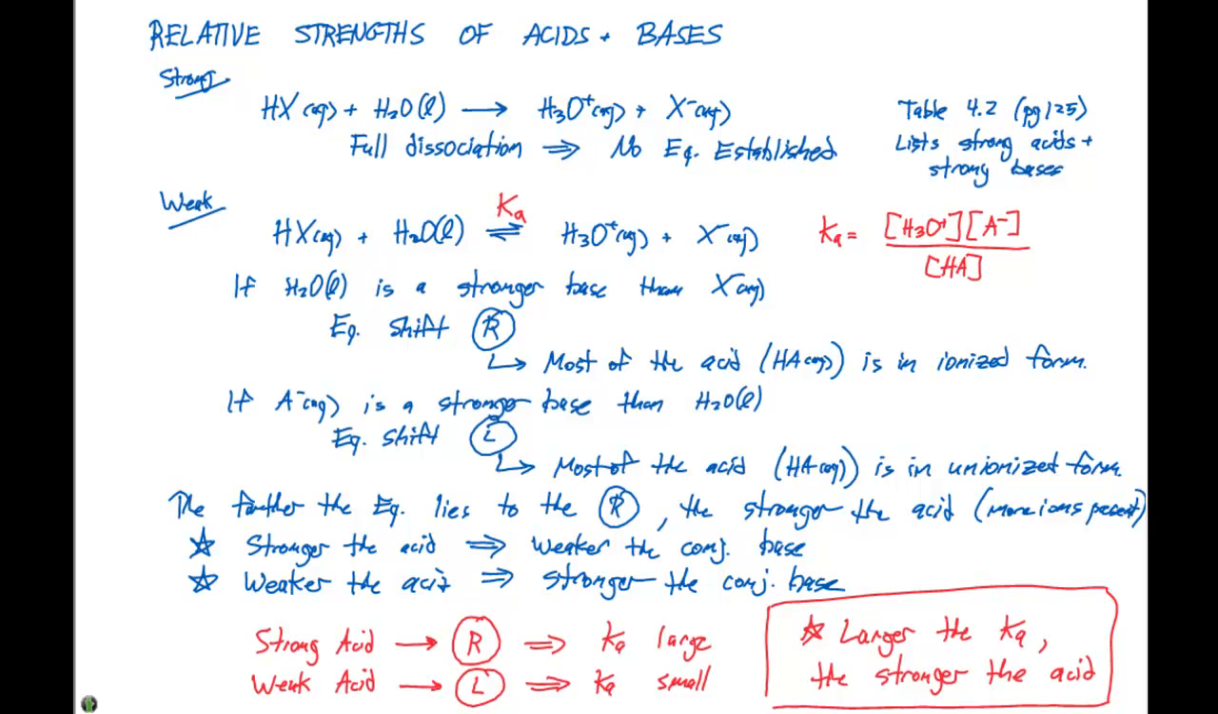So when we're looking at the relative strengths of acids and bases, if we have a strong acid, you typically won't see a Ka written for those because there is full dissociation. There's no equilibrium. The Ka is really, really large. For all of our weak acids and weak bases, you're either going to see a Ka or a Kb. And the larger the Ka, the stronger the acid, and the larger the Kb, the stronger the base. And we can use this to analyze certain problems, which we'll see an example of in the next video.